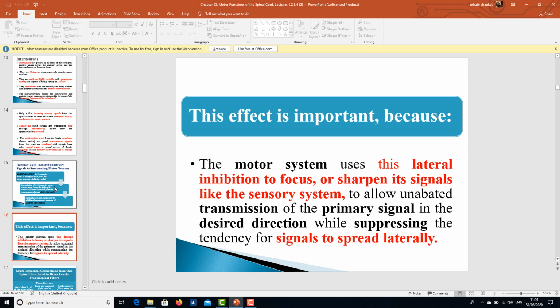Why? Because the motor system uses this lateral inhibition to focus or sharpen its signals like the sensory system, to allow unabated transmission of the primary signal in the desired direction while suppressing the tendency for signals to spread laterally.